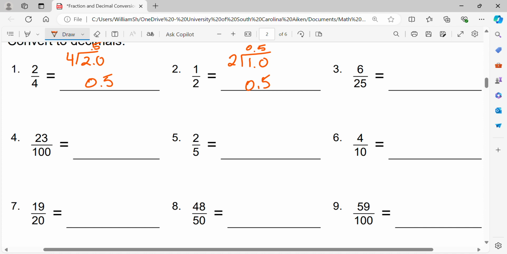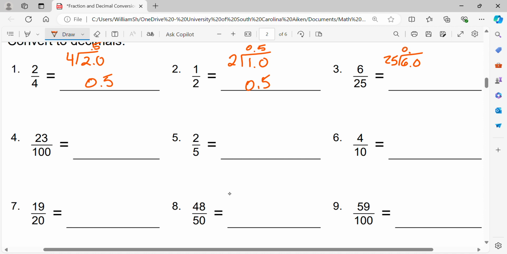Alright, let's look at 6/25. So now we need to divide 25 into 6. Now, will 25 go into 6? It will not. So we need to add a decimal and a 0 here.